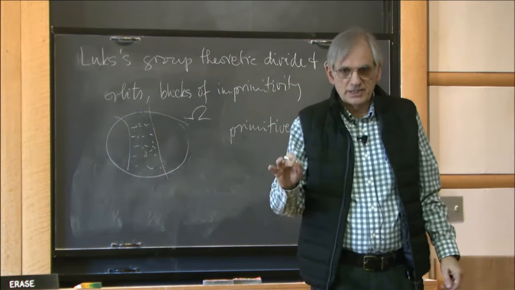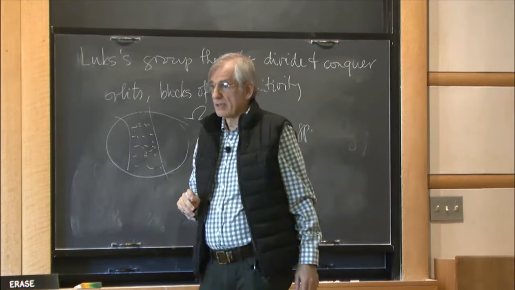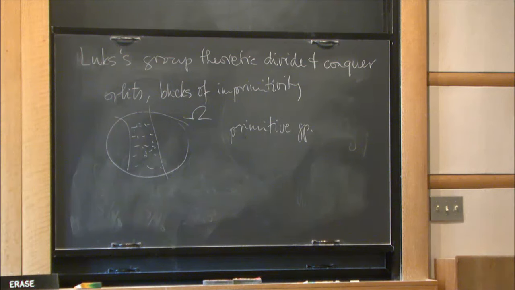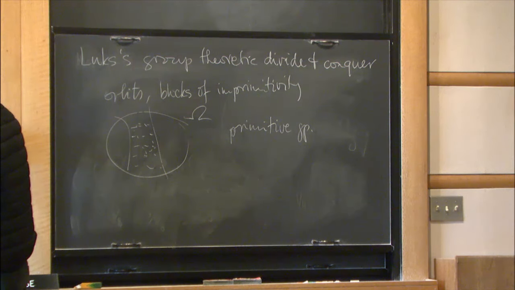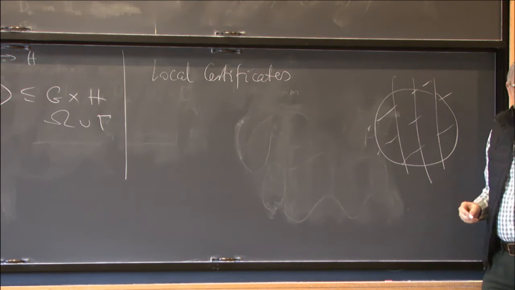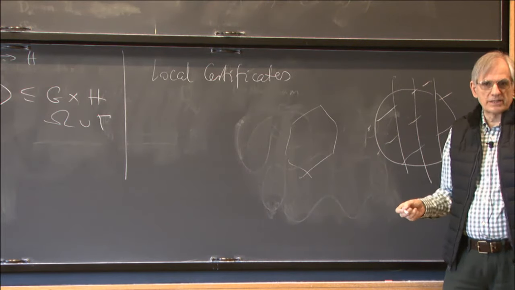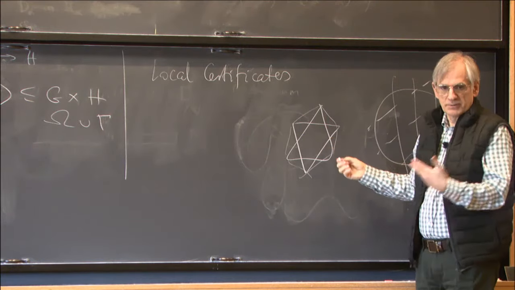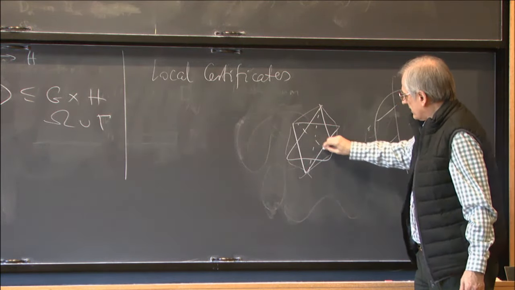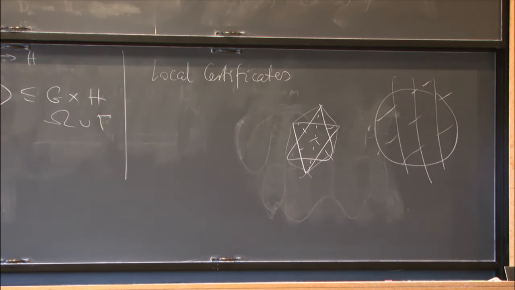Yes, primitive is by definition transitive, and it does not have blocks. Yes, that's correct. Okay. Yes, that's a very important observation, that if I have a transitive permutation group, it can have many different systems of imprimitivity. One example that I gave yesterday was the group of geometric symmetries of the hexagon, where if we look at the Star of David, that's an imprimitivity partition, and then just the diagonally opposite pairs, that's another. Okay, so these are two distinct systems of imprimitivity.